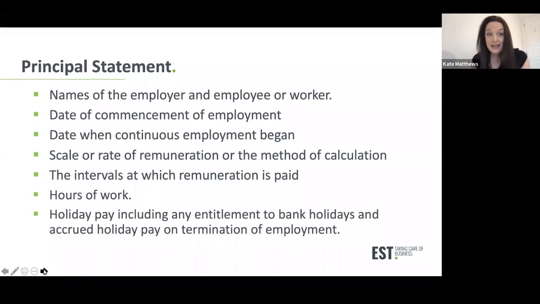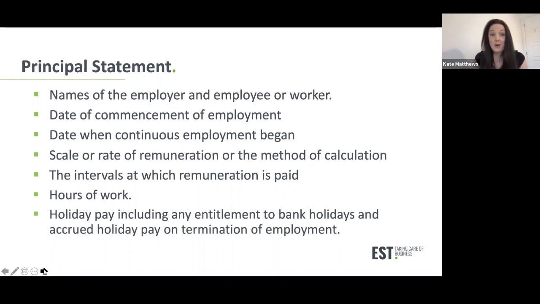You need to put in the hours of work. I mean, normally you would have a start time and an end time, but it is possible as well to have variable hours, in which case it might be based on a rota that you give every week, or it might be something that you agree monthly. But in the principal statement, you would need to be saying what the hours are going to be or how they're going to be arranged.